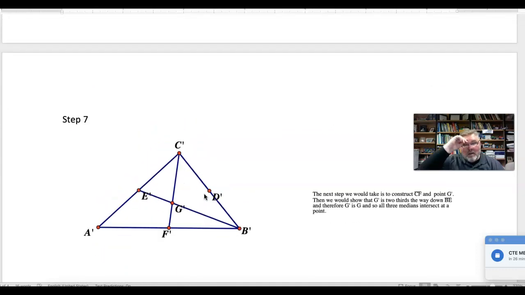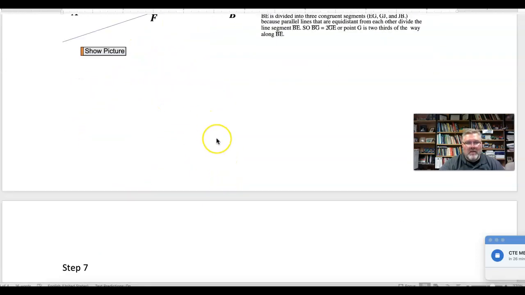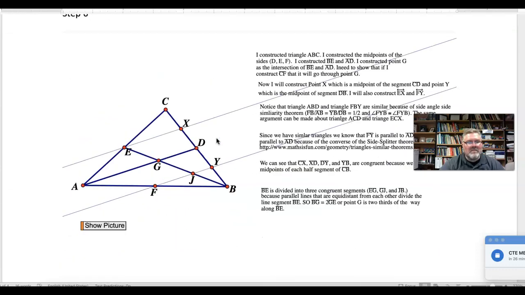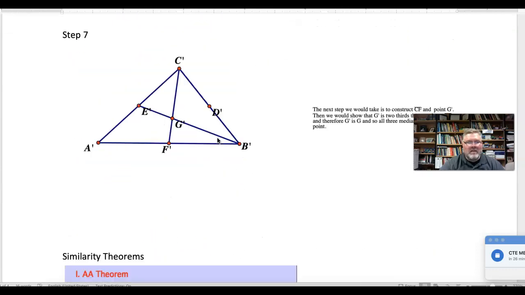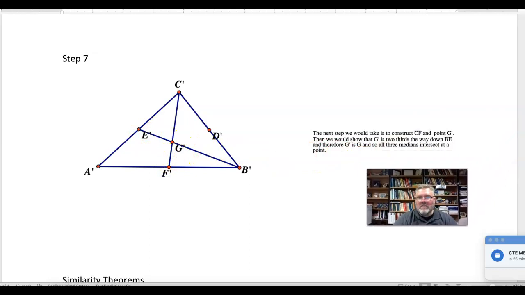So we showed that this is 2/3 of the way down. Our next step after step 6 is step 7. I know you're like, you're horrible at your videos. We'd do these 2 segments and show that for CF, this point G is 2/3 of the way down BE, this same point, and so all the medians have to intersect.